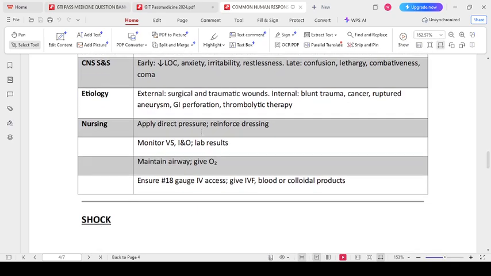A nurse can apply direct pressure and reinforce the dressing to reduce bleeding, to reduce hemorrhage. She can monitor vital signs, input and output, and lab results. Maintain airway, give oxygen inhalation. She should ensure IV access with an 18 gauge IV line, and give IV fluid, blood, or colloid products according to requirement.